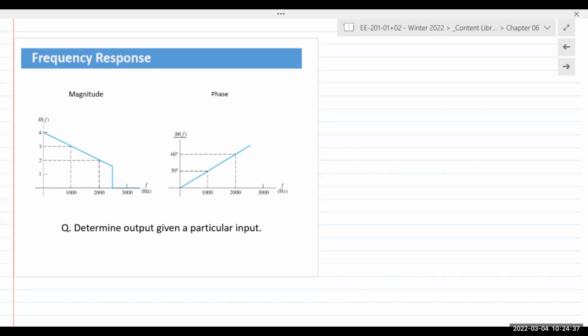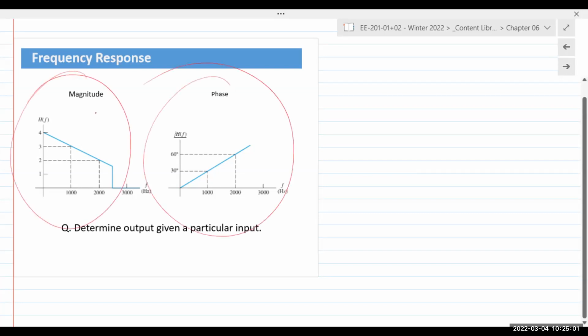Anyway, here we are given the graphical description of the transfer function of a particular circuit. We are not told what the circuit is. We are not told what it does. But we are asked to provide the output, V out of t. The graphical representation on the left is the magnitude of H of f. On the right, it is the phase angle of H of f.